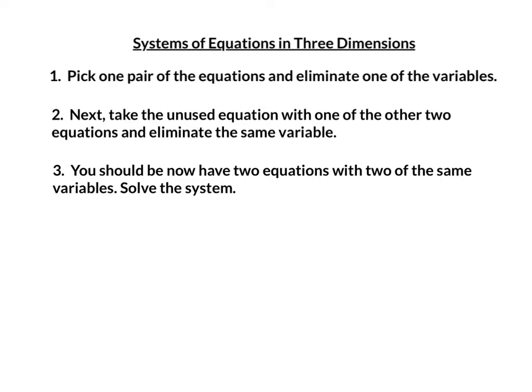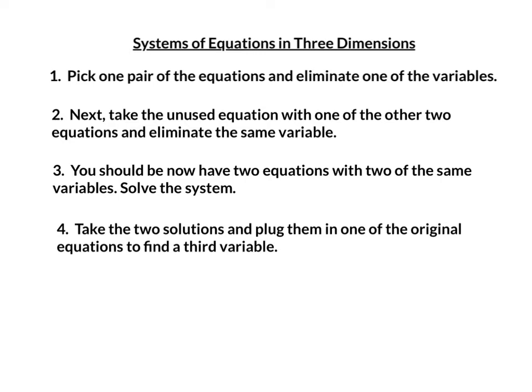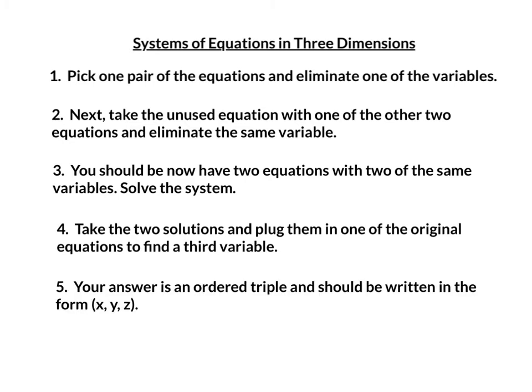Solve that system. Once you solve for both of those variables, you're going to take your 2 answers and plug it in one of your original equations to find the third variable. Normally, your answer is written as an ordered triple. So you put parentheses just like an ordered pair in alphabetical order, x, comma, y, comma, z.